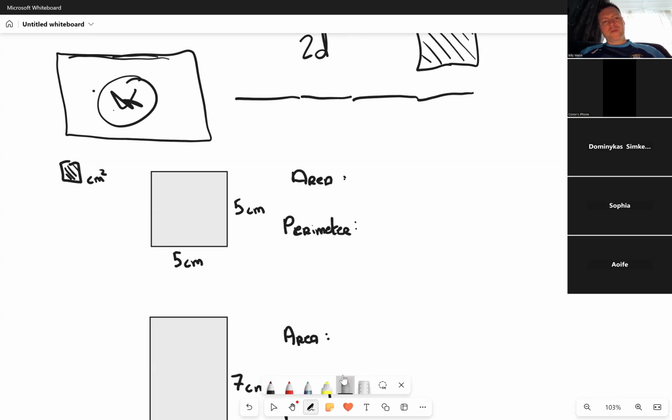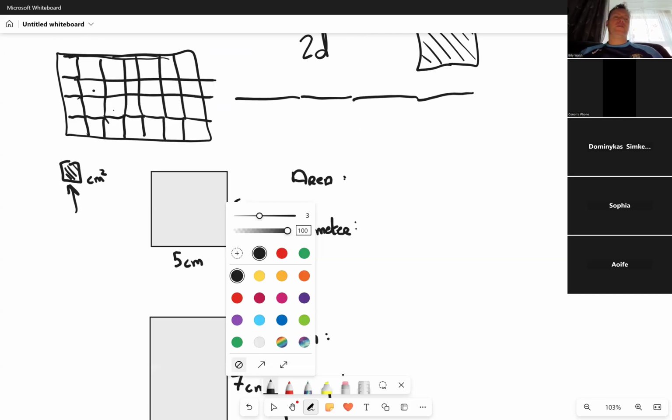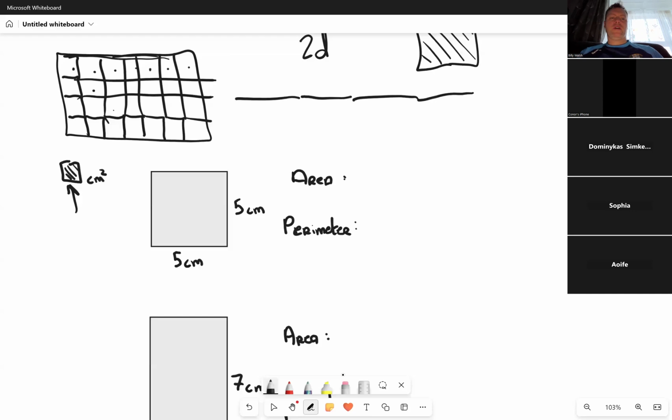So here's what I could do. I could take this box and I could see how many of them will fit in here all together. Okay, and that's just rough work. And I could count them all up, couldn't I? So 1, 2, 3, 4, 5, 6, 7, 8, 9, 10, 11, 12, 13, 14, 15, 16, 17, 18, 20, 21, 22, 23, 24, 25, 26, 27, 28. So this rectangle here is 28 centimeters squared.